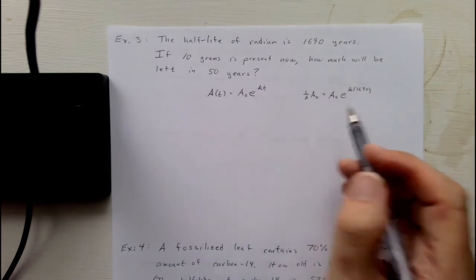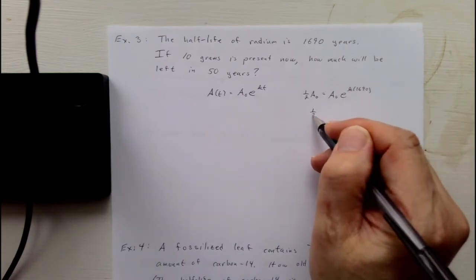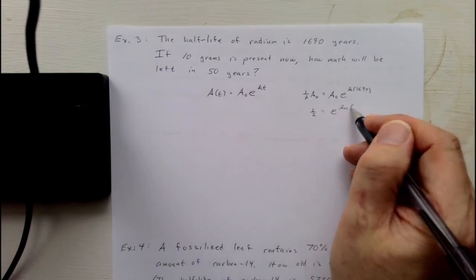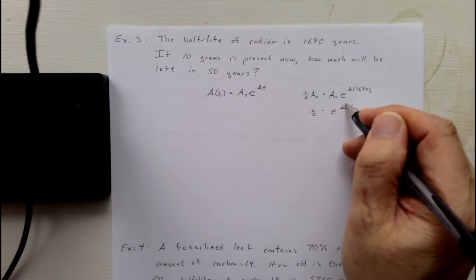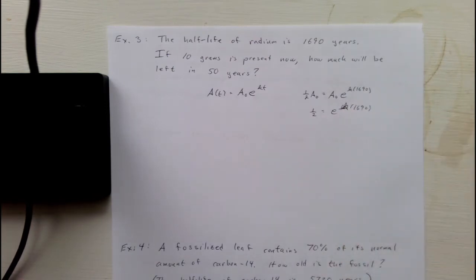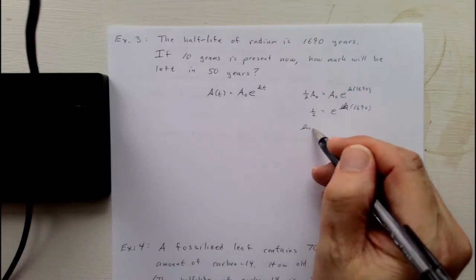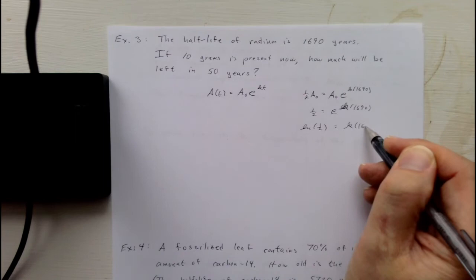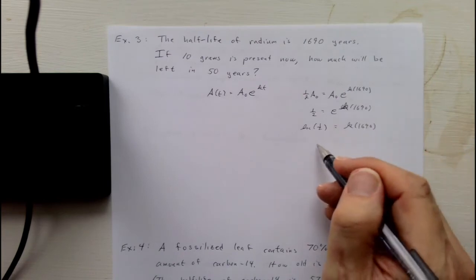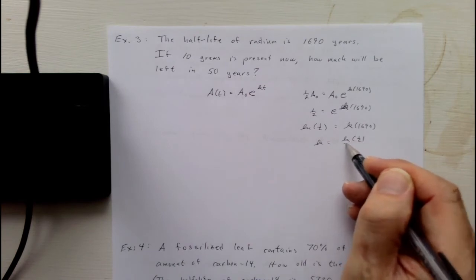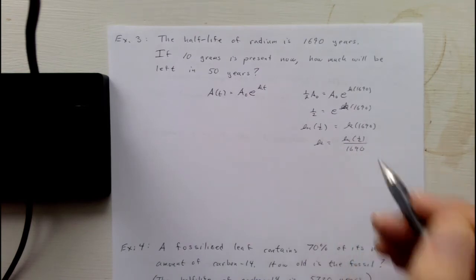So the A0s will cancel out, and so we get 1/2 equals e to the K times 1690. And so the natural log of 1/2 is equal to K times 1690. And so K is going to be the log of 1/2 divided by 1690.